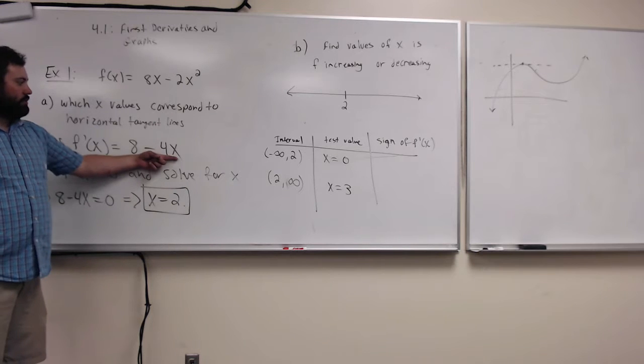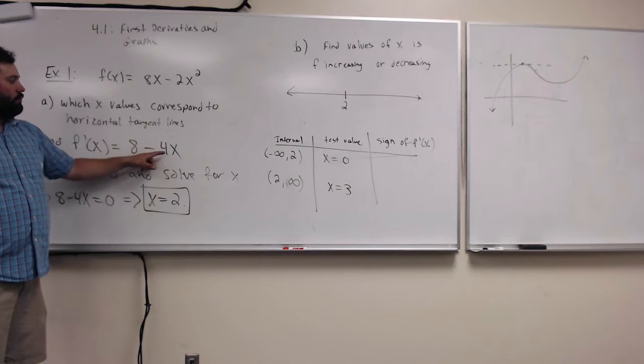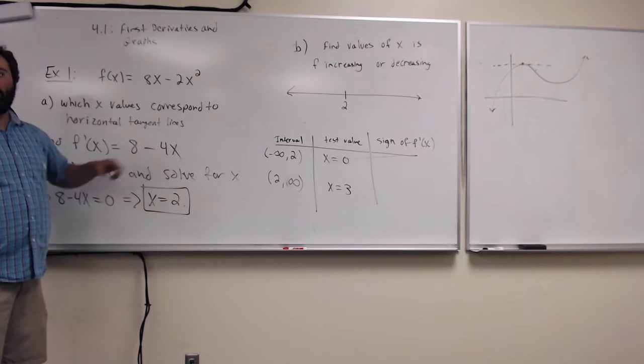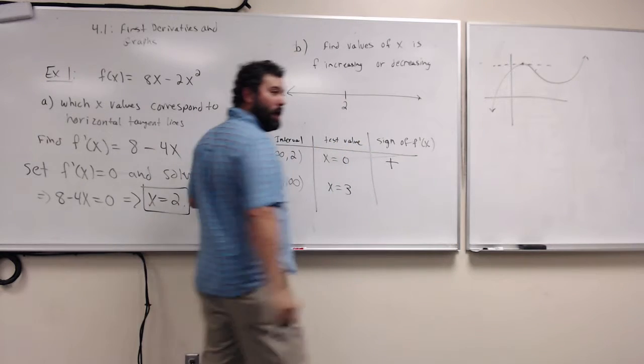So what happens when I plug 0 into the derivative here? You get 8 minus 4 times 0. So at 0, the derivative equals 8. The sign of the derivative would be positive.